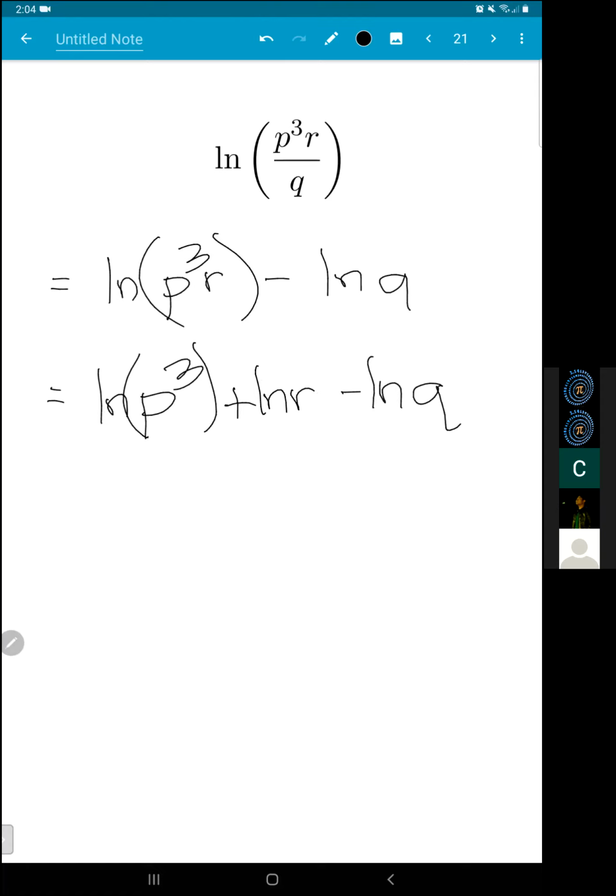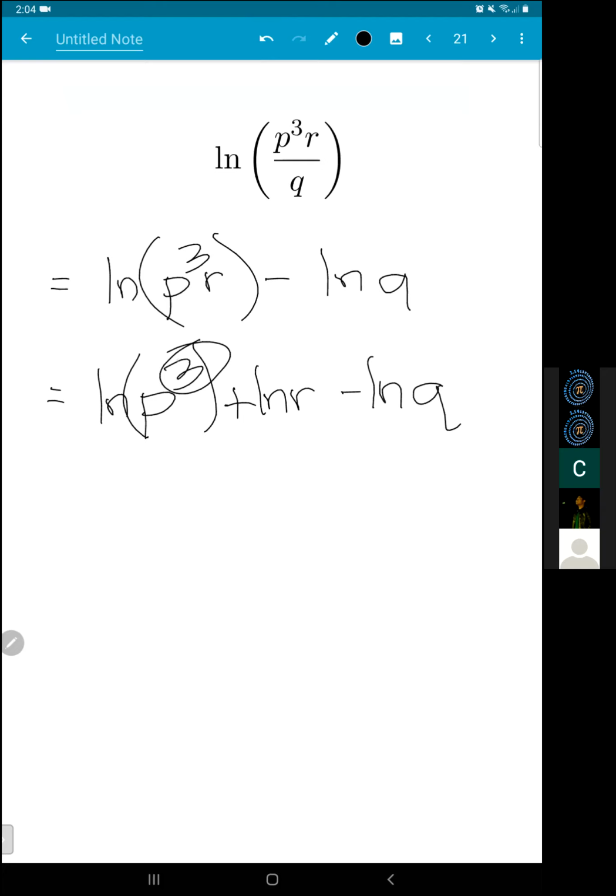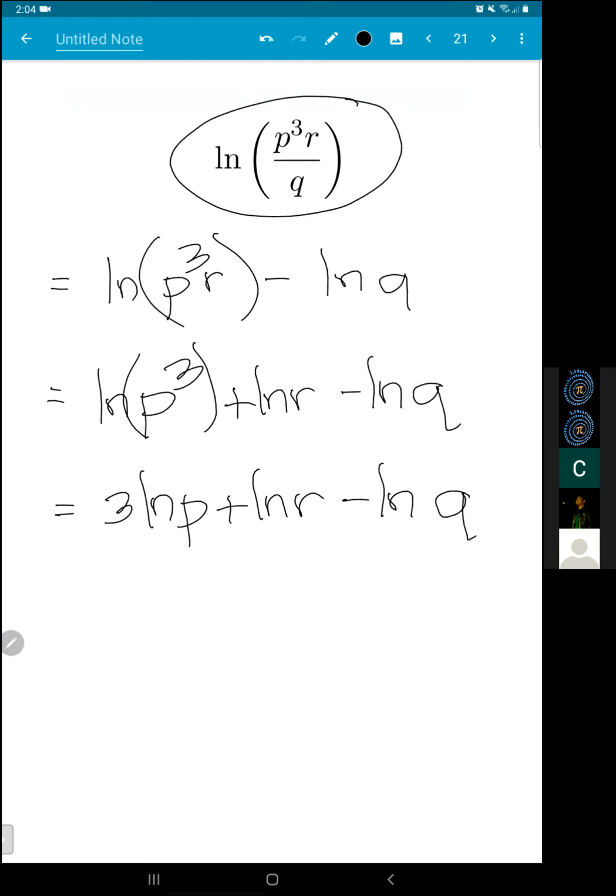And then further, by the use of the third property, we can bring down the exponent 3 beside the logarithm to finally have 3 ln p plus ln r minus ln q. So the thing to do here is to write down a single logarithm in terms of the logarithms of its individual factors p, q, and r.